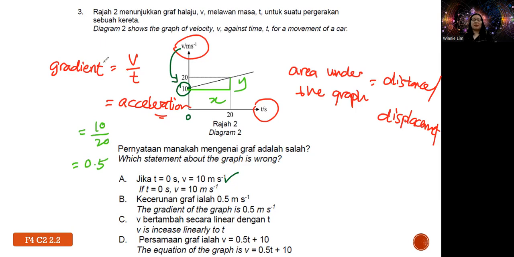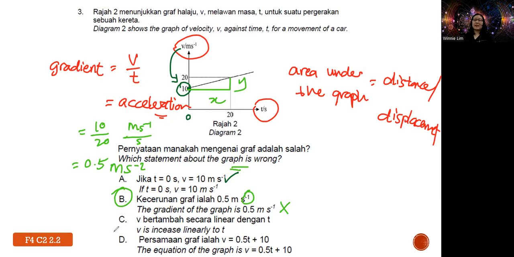But I just mentioned the gradient refers to what? Acceleration. So the unit is supposed to be what? Meter per second for the y-axis, and second for the x-axis. So one more time, by right, the unit for acceleration is meter per second squared. Because of this, basically B is the wrong answer. They want which one is wrong, so we already found the answer.